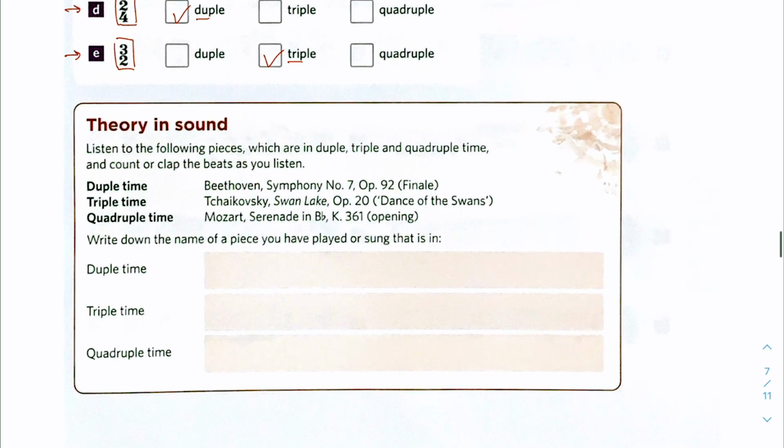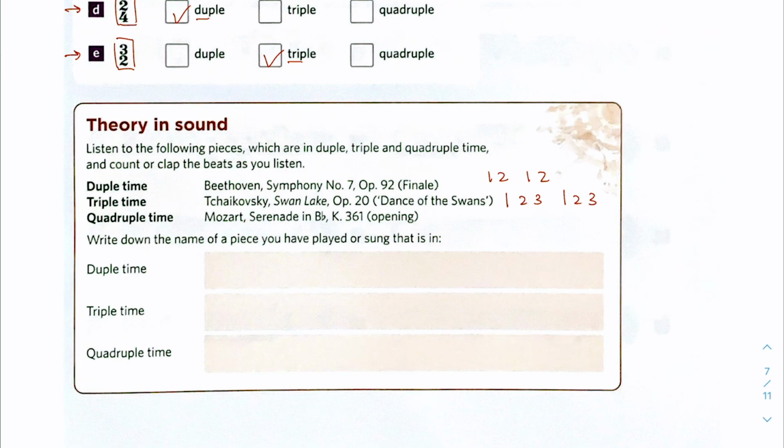Question E, 3/2 time. Top number is a 3, and it's triple time. Theory in sound. You can listen to the following pieces, which are in duple, triple, and quadruple time, and count or clap the beats as you listen. So if it's in duple time, you will hear 1, 2, 1, 2, and so on. If it's triple time, you will hear 1, 2, 3, 1, 2, 3.